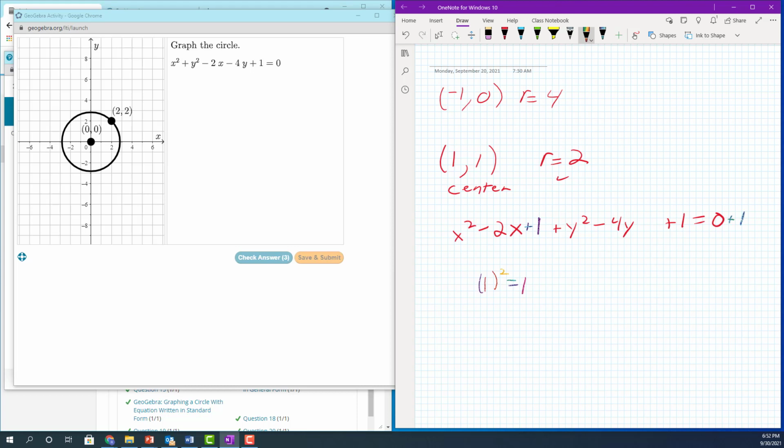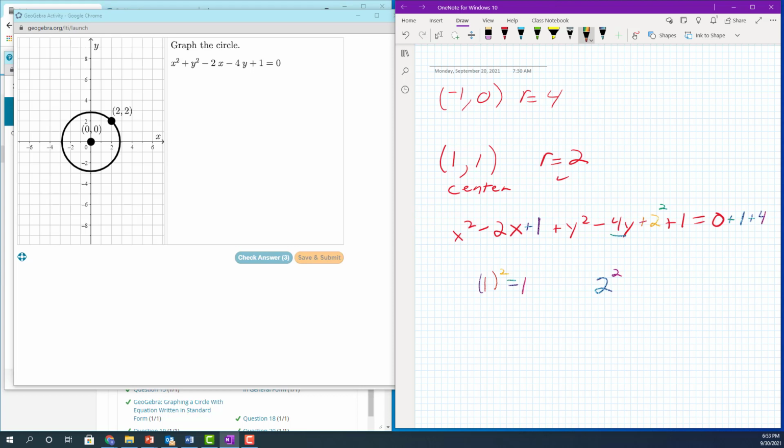Okay, now notice here we have a 4. Half of 4 is 2. So we want to take 4, divide it by 2, that gives us 2. And then we want to square it, that gives us 2 squared. So we want to write plus 2 squared here, but we want to write plus 4 over here.